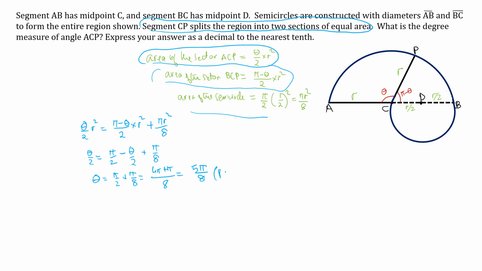Now this is in radians. I have to convert it to degrees, so I would write theta equals 5 times 180 out of 8, and that would give me 4 times 28. That would give me out of 2, and that is 0.5 degrees. That's my answer.